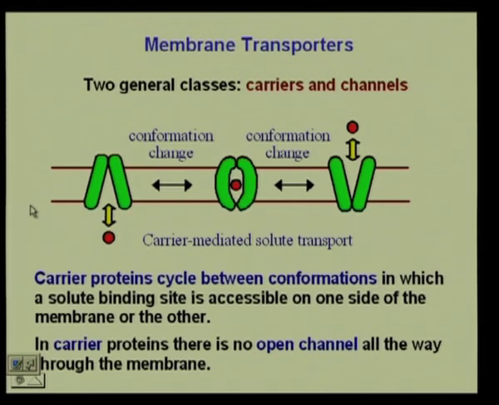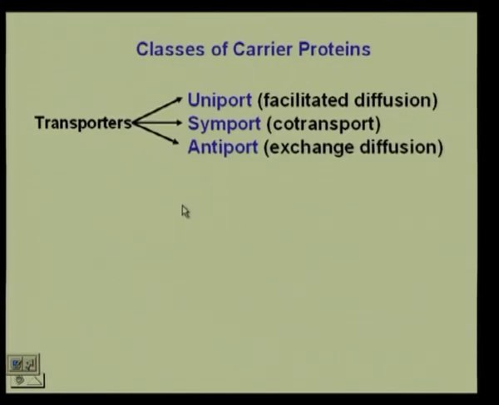Okay. So, this is how a carrier protein would cycle between conformations in which the solute binding would be accessible on one side of the membrane or the other, and there is no open channel all the way through the membrane. Now, these can be of different types. They can be what is called uniport, symport or antiport.